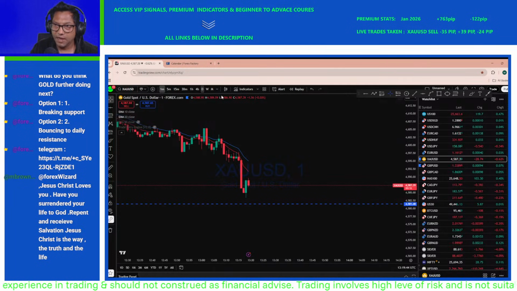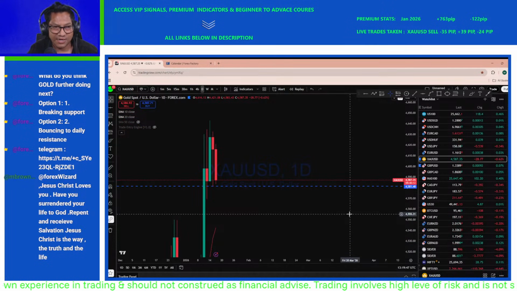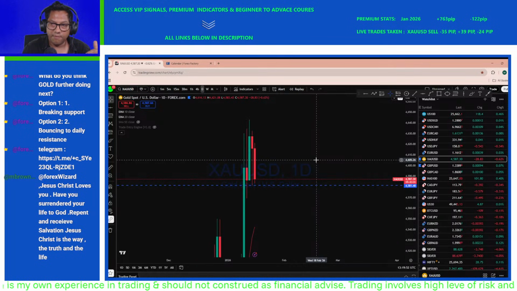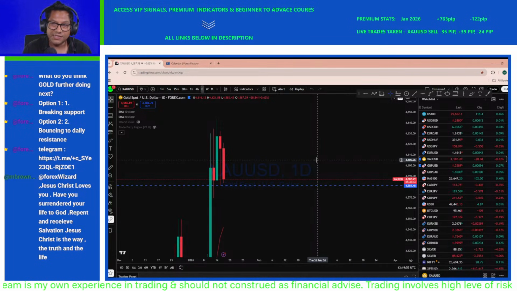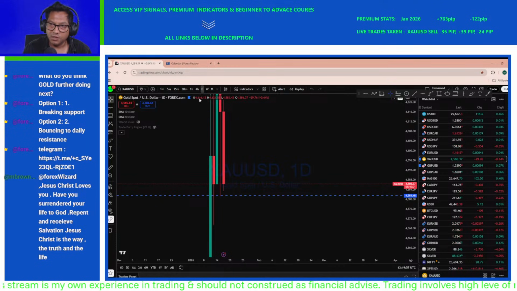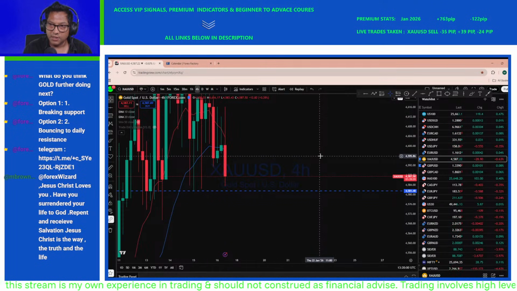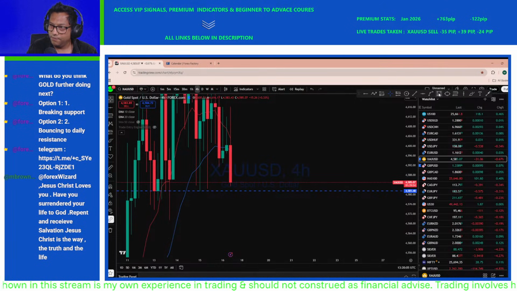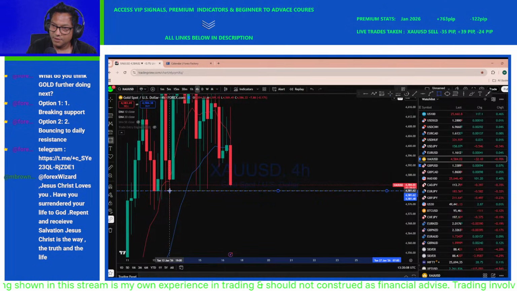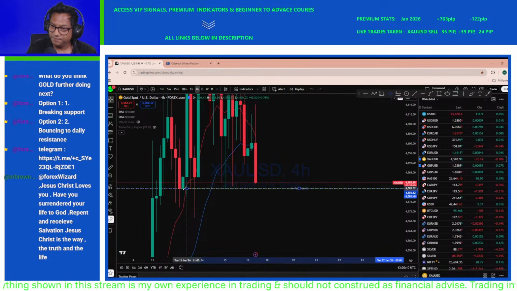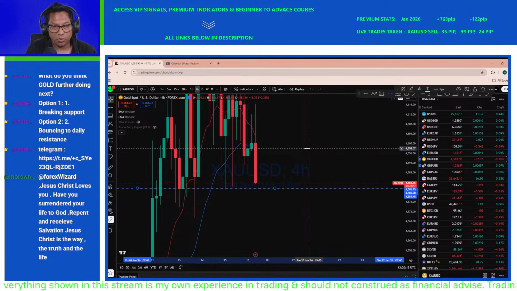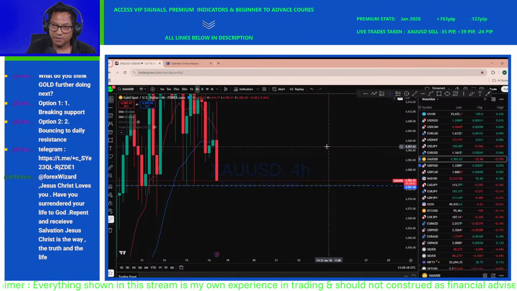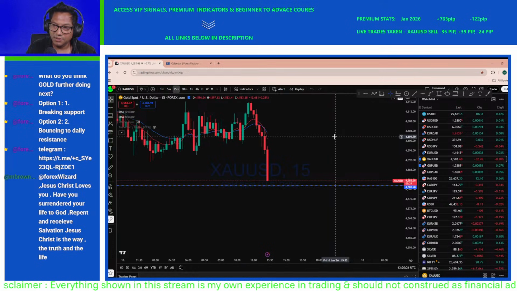Okay, so what's happening here on the daily? The market has entirely broken below. Okay, now where the price is approaching the daily low, the previous daily low, if the market breaks the previous daily low, we could see a reaction. What do you think? Is the market going to get a reaction from the previous daily low?